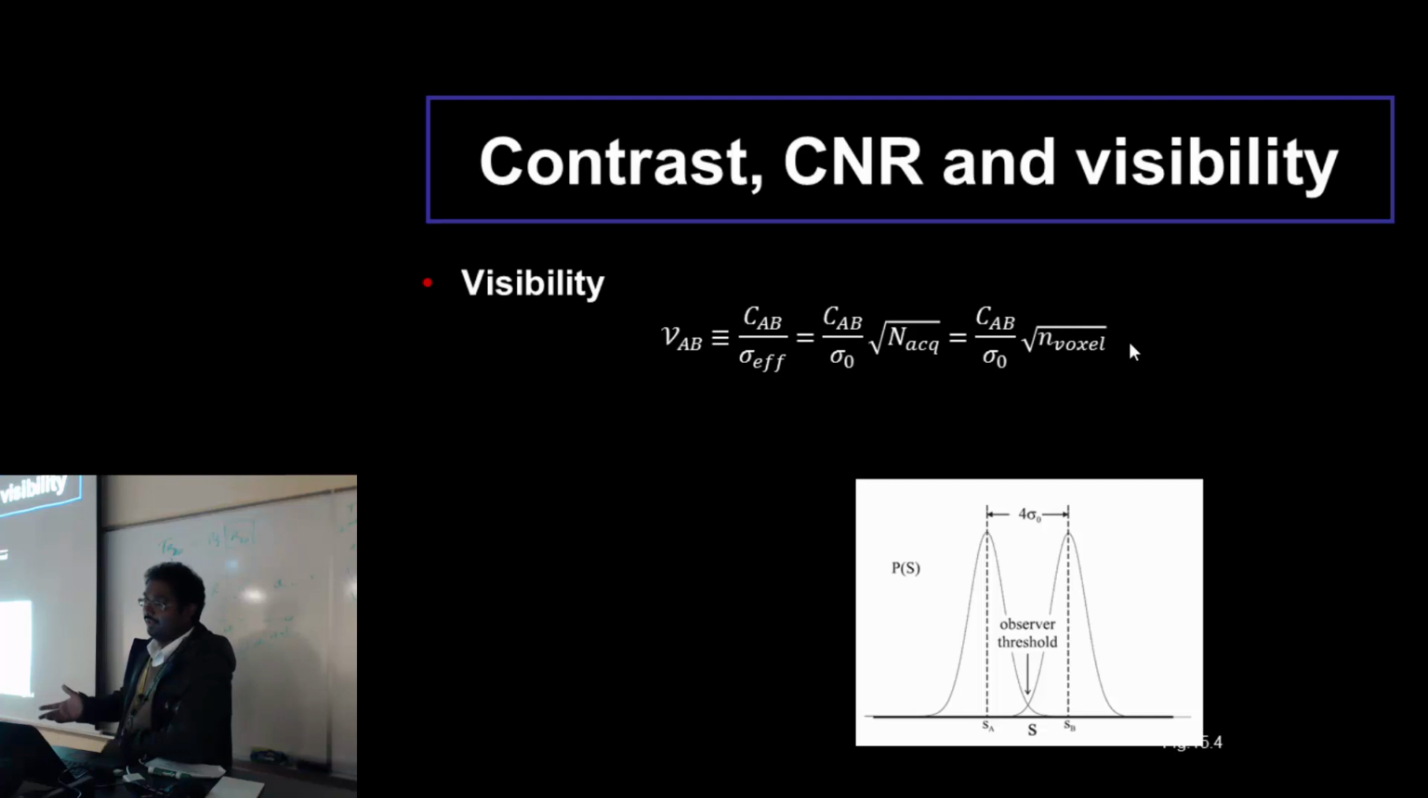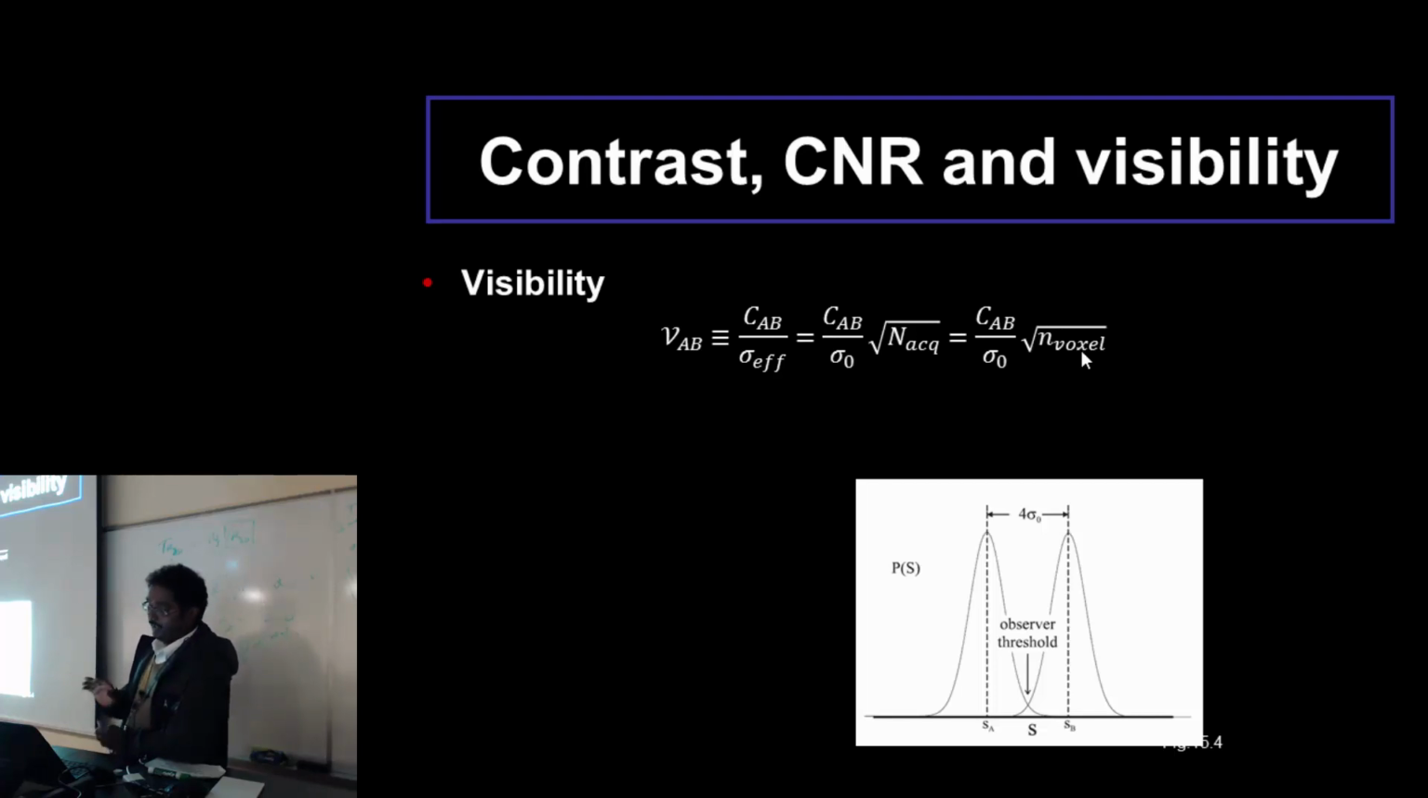When you have a large object which is of uniform intensity, each voxel that you're reconstructing from that object is an individual measurement of the signal from that object. So when you draw an ROI within that uniform object, each voxel is a single measurement. The number of voxels is the number of measurements that you have. That's why it is square root of n voxels.